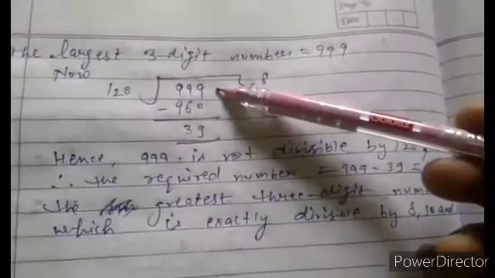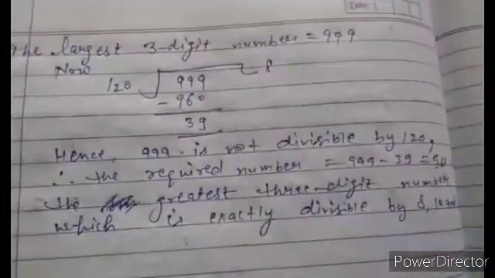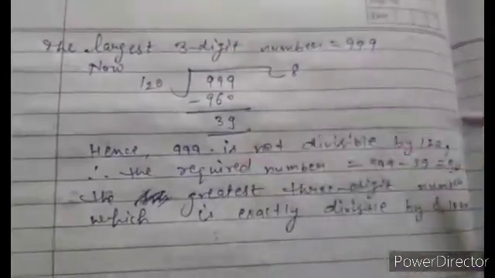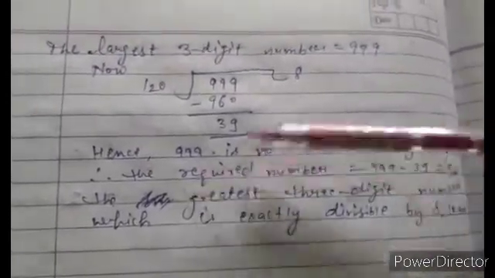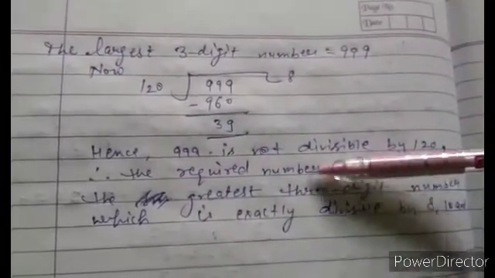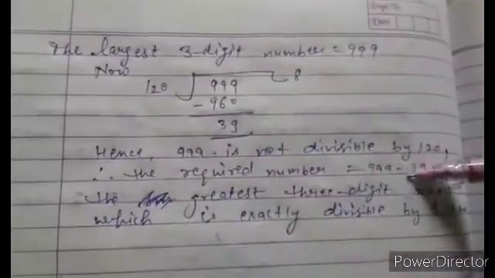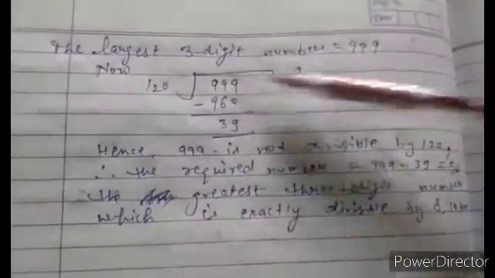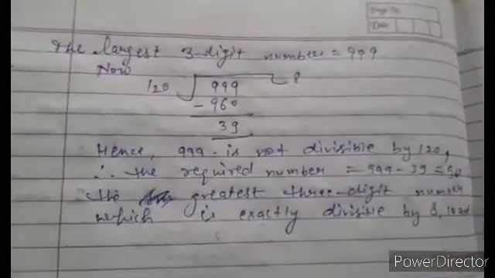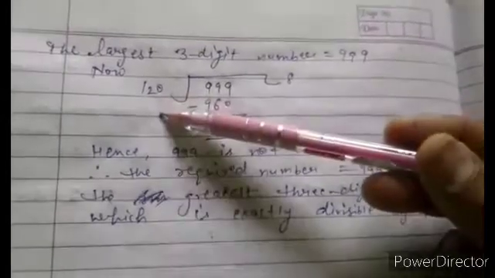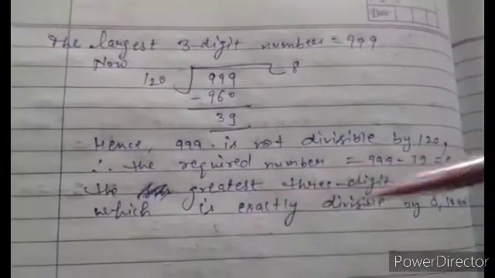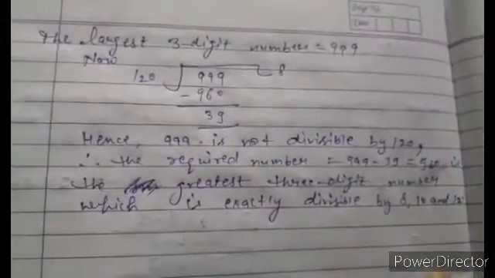So it will not be divisible by 8, 10 and 12 also. Hence 999 is not divisible by 120. If we want the greatest 3-digit number which is divisible by 120, we subtract the remainder from this, and we get 960. So this is the number which is exactly divisible by 120, and if it is divisible by 120, it will be divisible by 8, 10 and 12 also.